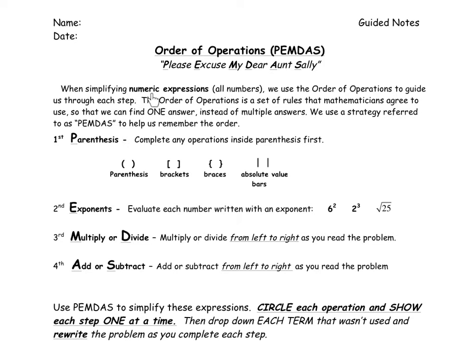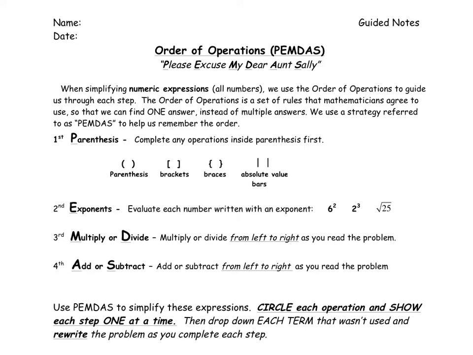When simplifying numeric expressions, which means all numbers, we use the order of operations to guide us through each step. The order of operations is a set of rules that mathematicians agree to use so that we can find one answer instead of multiple or many answers. We use a strategy often referred to as PEMDAS to help us remember the order. P for parentheses, E for exponents, M for multiplication, D for division, A for addition, and S for subtraction.